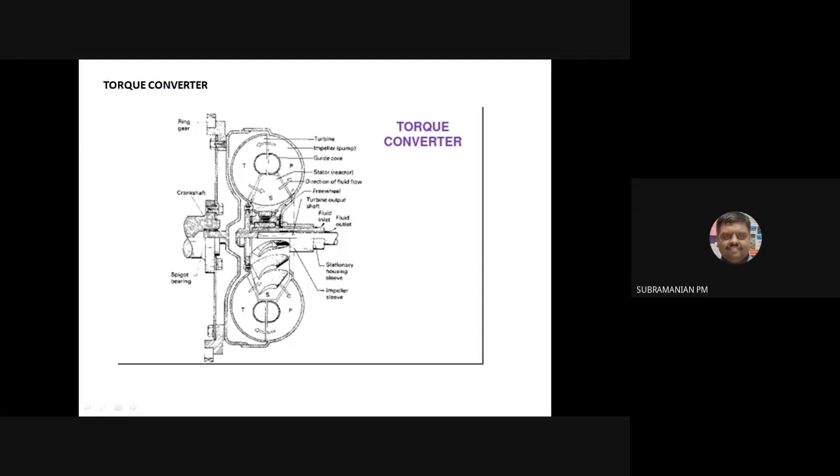I need turbine, output shaft; fluid inlet and fluid outlet are not necessary. And the main thing, you have to show the one-way clutch. My stator will be fixed on the one-way clutch, and the one-way clutch will fix my stator to the casing. So that is very, very important. And you have to show the guide cone. So what will happen in a torque converter?